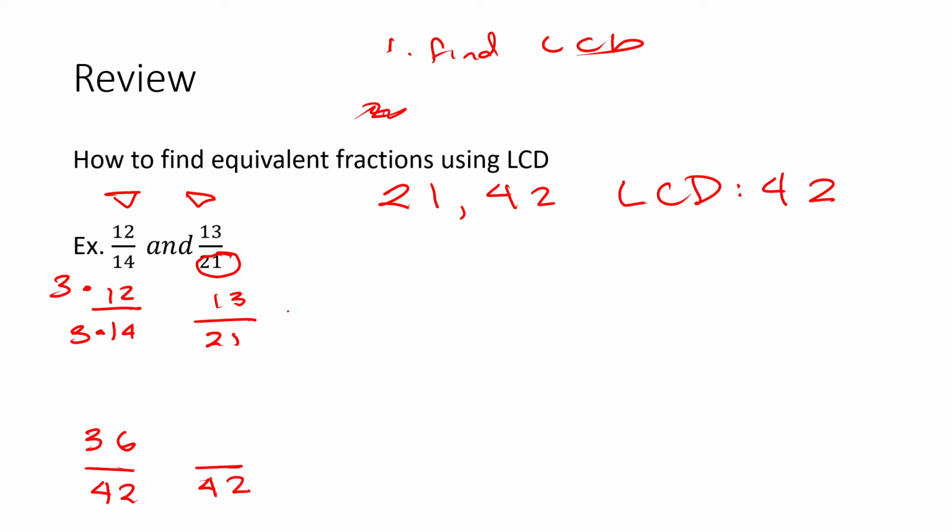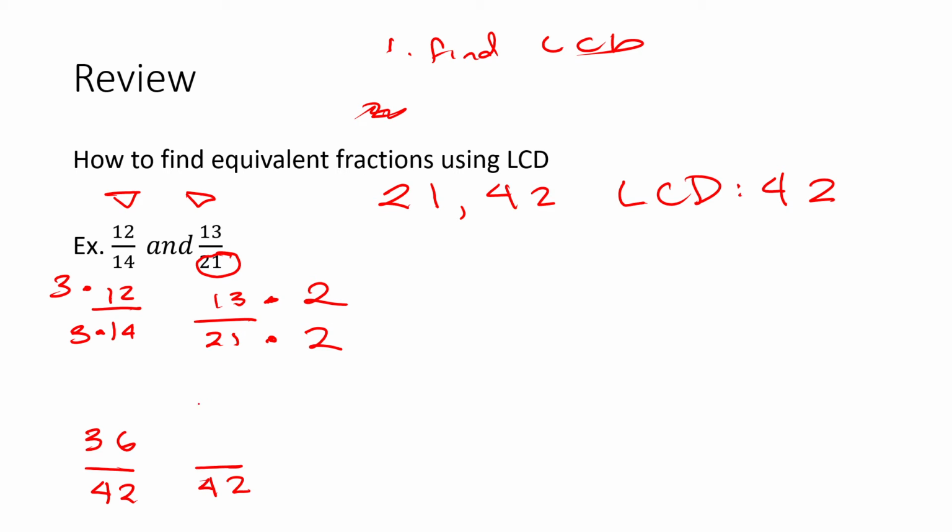So in this case, what number do we need to multiply to 21 to go to 42? Now you might be tempted to say 3, but that's wrong. Okay, it's right here. 21 times 1 is 21, and then 42 should be 21 times 2. So we multiply by 2. And since we're multiplying the bottom number with 2, we also need to multiply the top with 2.